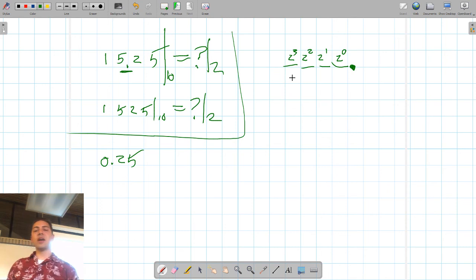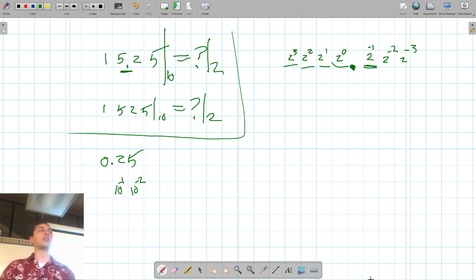What about on the right side? What is this the place value of? 2 to the negative 1. And that matches up with our decimal number system because this is 10 to the negative 1, 10 to the negative 2. So we can continue on 2 to the negative 1, 2 to the negative 2, 2 to the negative 3, and so on and so forth.